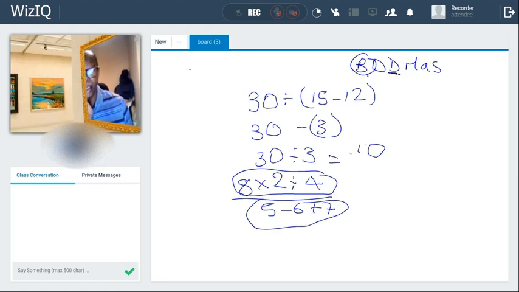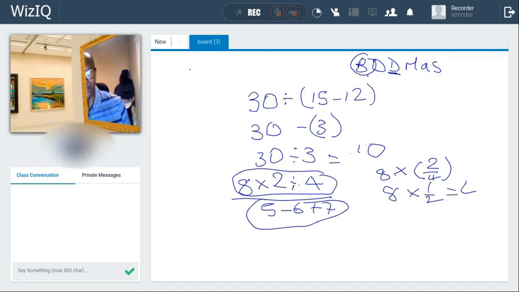If we look at the top there, we have multiplication and division. It tells us that division needs to come first. So it's going to be 8 multiplied by bracket 2 divided by 4. And that is half. So 8 multiplied by half will give us 4. So that's the top.